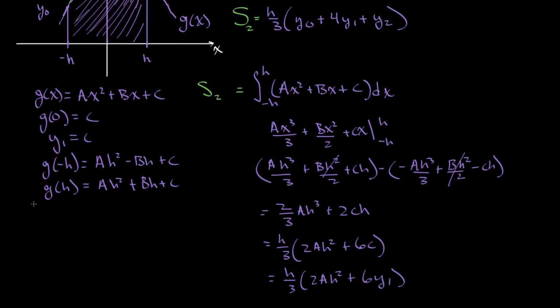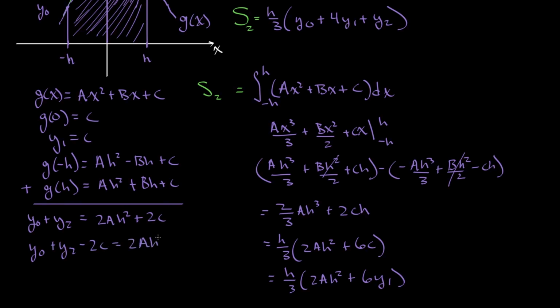So when we add these two together, what do we get? We're going to have y naught plus y sub 2, and that is going to be equal to 2ah squared. And then the b terms cancel, and we're left with 2c. So we're getting pretty close. Let's just subtract over 2c, and we already know what c is. So y naught plus y sub 2 minus 2c is equal to 2ah squared.